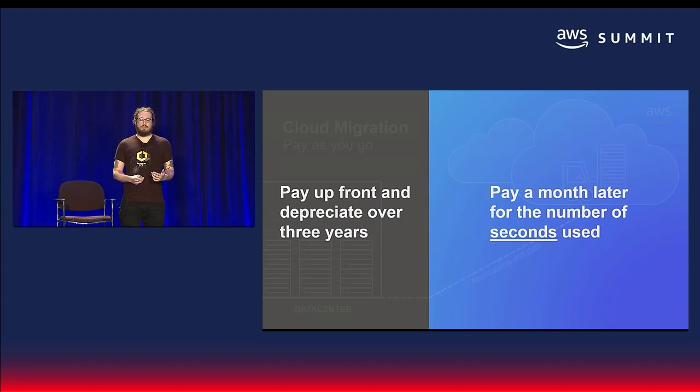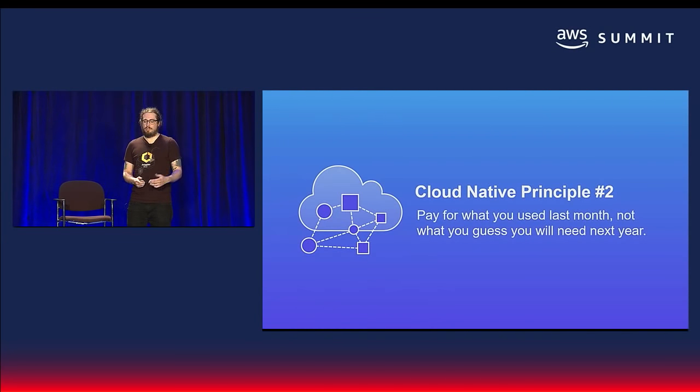In the cloud, you pay a month later for the number of seconds that you actually used in that last month. And so what this allows you to do leads into cloud native principle number 2, which is this modern application stack. If it's a modern application, you only pay for what you used last month, not what you guess that you're going to need in the next year. What this allows you to do is make decisions faster. You don't have to sit down and plan out where you think the business will be in the next year.